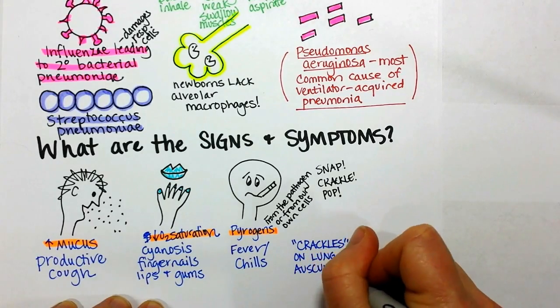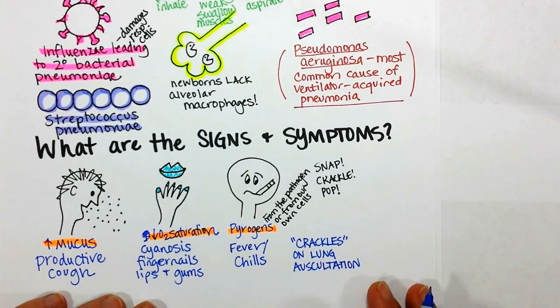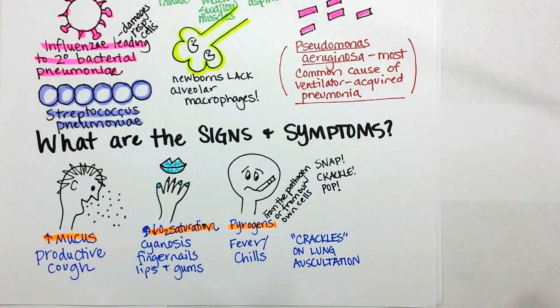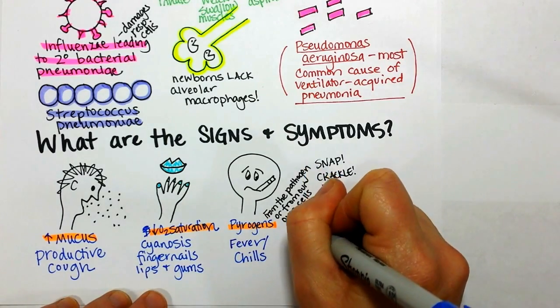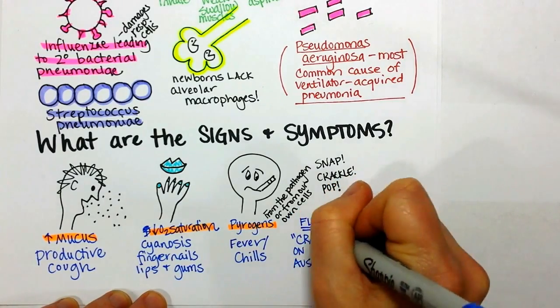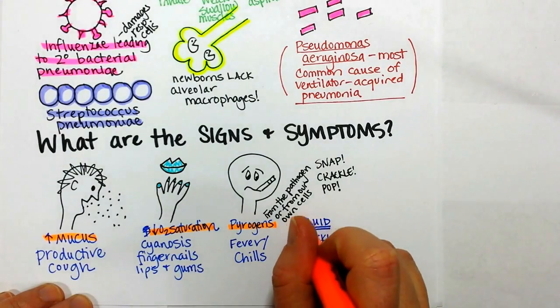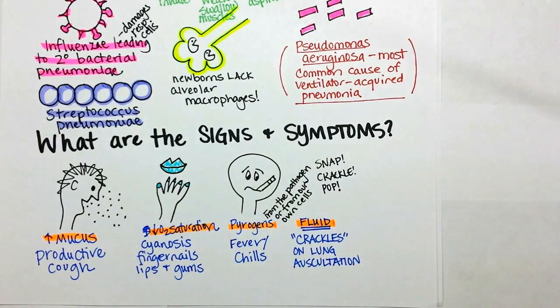So this is when the provider puts the stethoscope on the back and has the patient take deep breaths. And if they can hear a crackling sound in the lungs, that indicates that there is fluid moving around in the alveoli. And that, of course, is the basis for diagnosis of pneumonia, is fluid-filled alveoli.